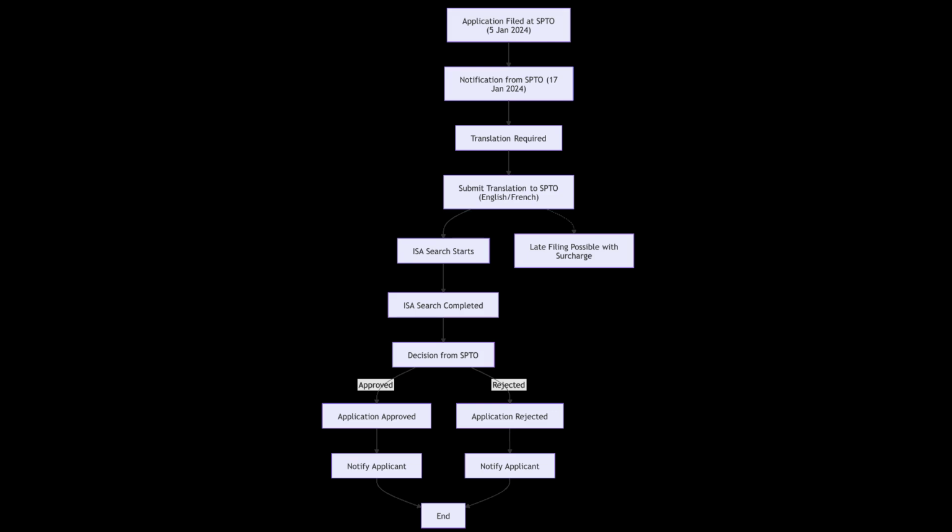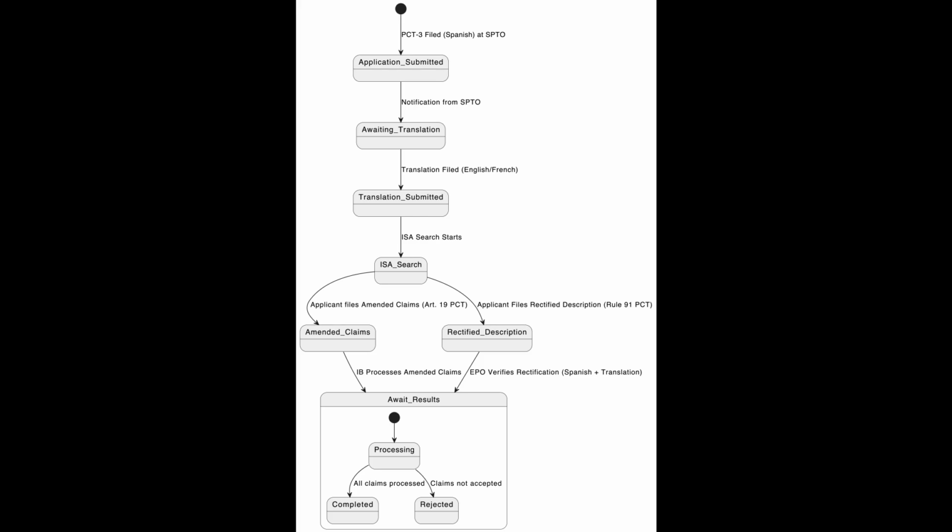Common mistakes. Let's take a moment to highlight areas where it is possible to lose points. Filing language. It is possible to wrongly assume that PCT3 could be filed in languages other than Spanish at the SPTO. Translation deadline. Also possible to miss the chance of late filing with a surcharge.